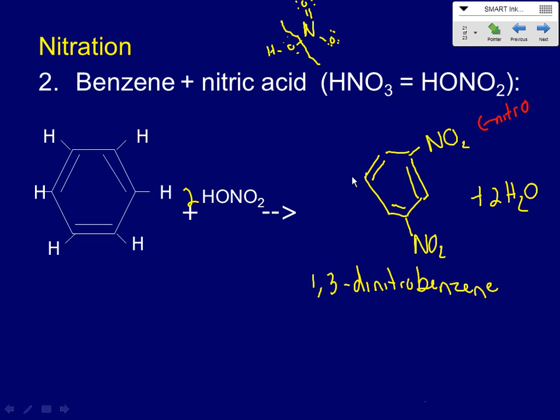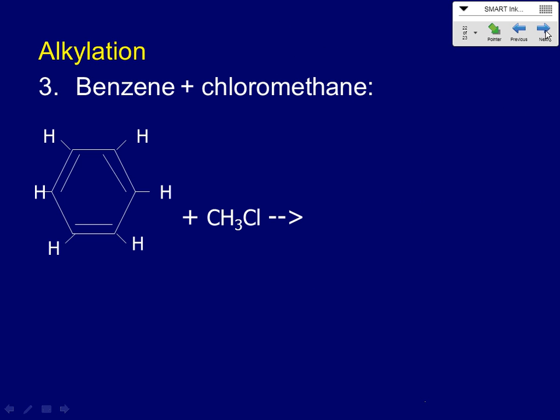Add another nitro group, and add a CH3 group, and you've got something that's called 1,3,5-trinitrotoluene, and that's what TNT is. TNT, the explosive, is a nitrated benzene ring. It's got a couple of extra things on it.